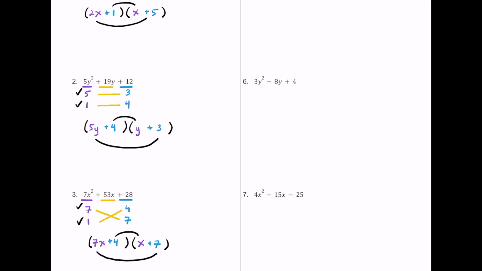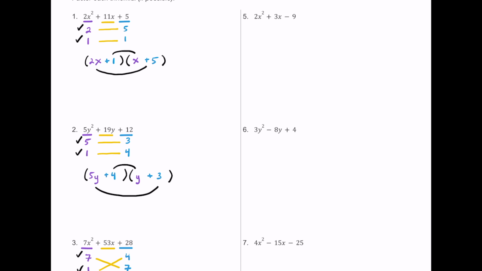For number 5, let's see, we have this 2x squared plus 3x minus 9. So again, 2 is prime, which is nice because we don't have to think of other factors. Now we have this negative 9 at the end, so we know that we have to have a positive and a negative. So again, I know 3 times 3 is 9, so I'm going to use a 3 and a negative 3. Okay, and now if we go across here, this would be 6 and this would be negative 3. So what's 6 minus 3? That is positive 3, which is what we're looking for, right?